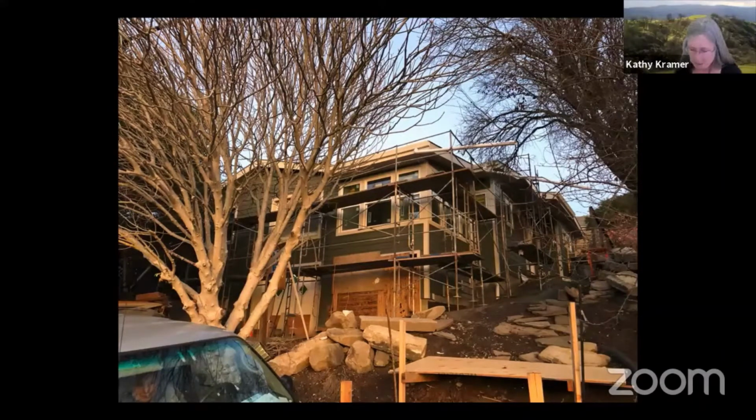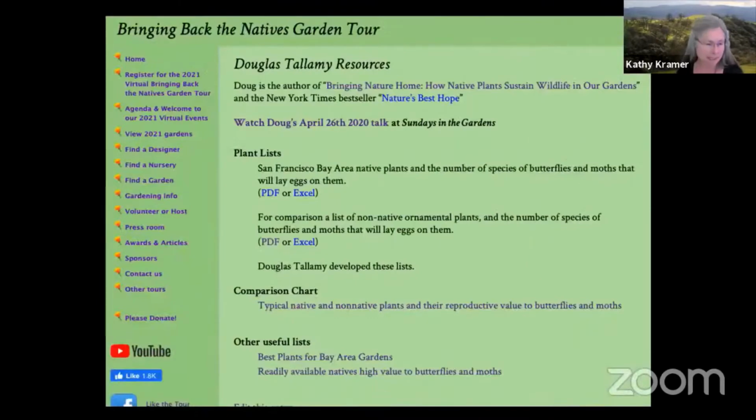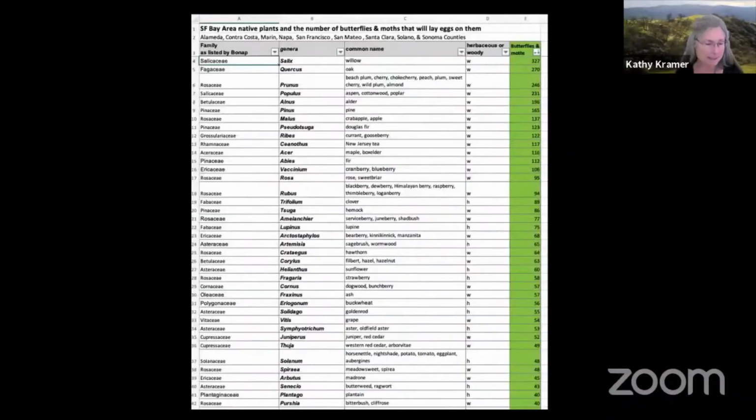So when wanting to choose the plants that would go into our own front garden, I went to the Tours website and I looked on the home page at the bottom under Doug Tallamy resources right here. And when I clicked there, I got this page. And from there, I'm going to go to plant lists right here. And this one is called San Francisco Bay Area Native Plants and the number of species of butterflies and moths that will lay eggs on them. Because I want to be able to sort that list, I clicked on the Excel version. And when I do, I get this.